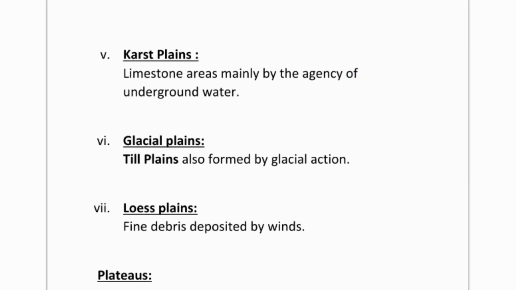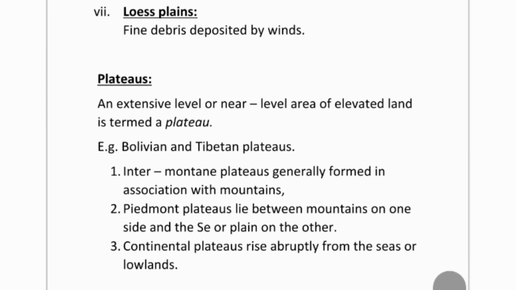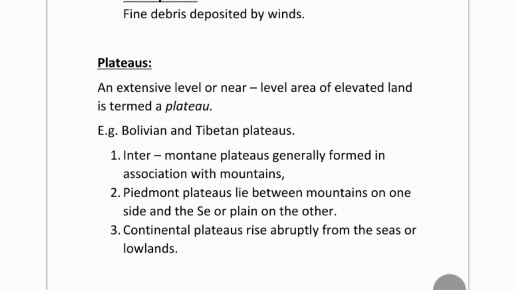Next one, lacustrine plains, formed through filling up of the lakes by river-borne sediments. Plains in the dunes and duras are the examples. Next one, karst plains are formed in limestone areas mainly by the agency of underground water. Glacial plains are formed through glacial erosion and deposition. Till plains are also formed by glacial action.